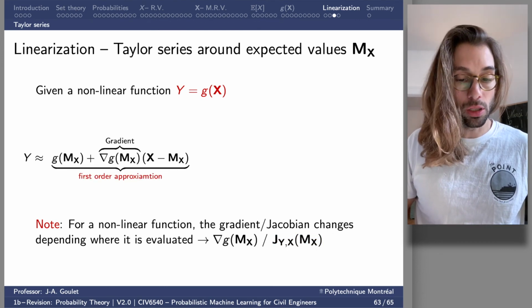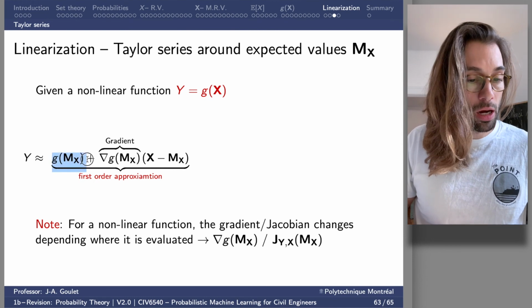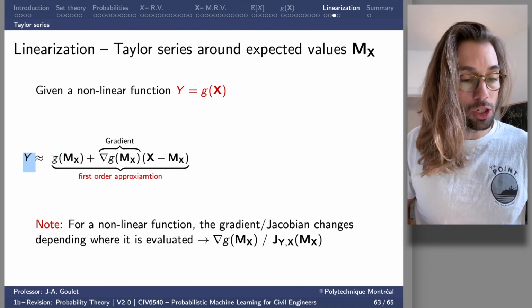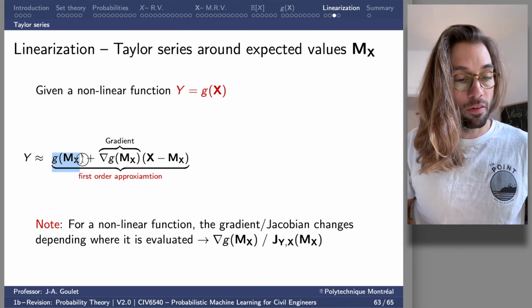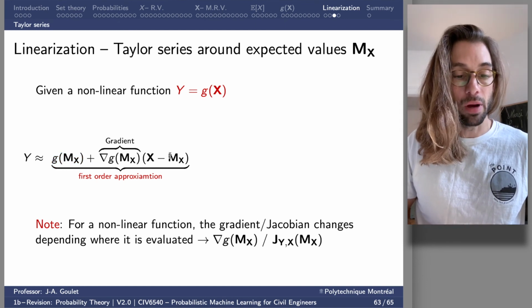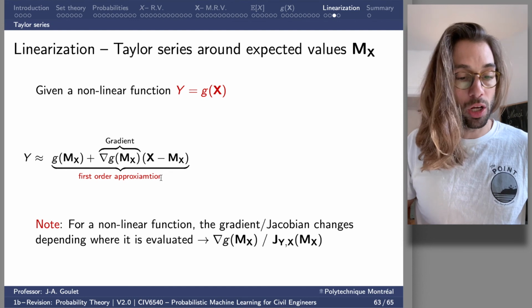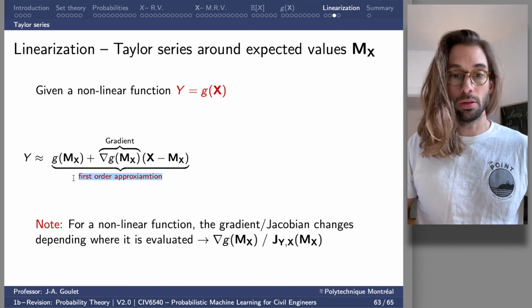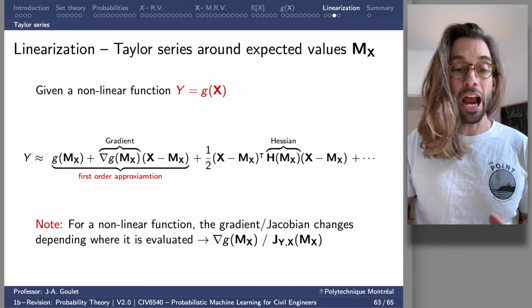So here, there was a part missing. Our approximation is going to be the function evaluated at the expected value plus the gradient times x minus its expected value. This is what we call a first order approximation. But we can go to a higher order approximation.